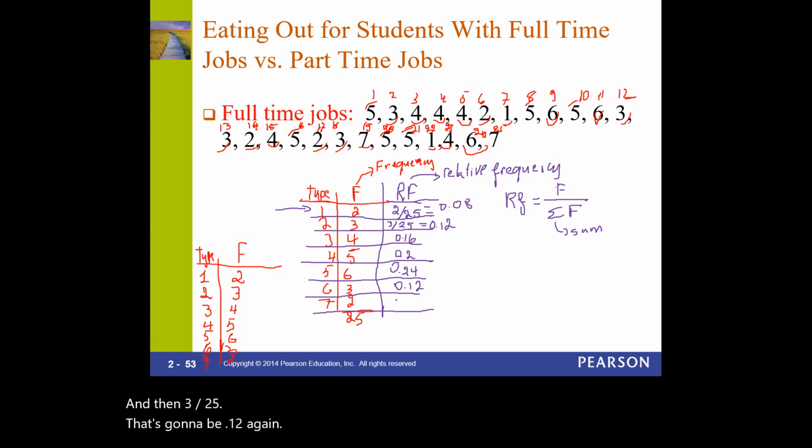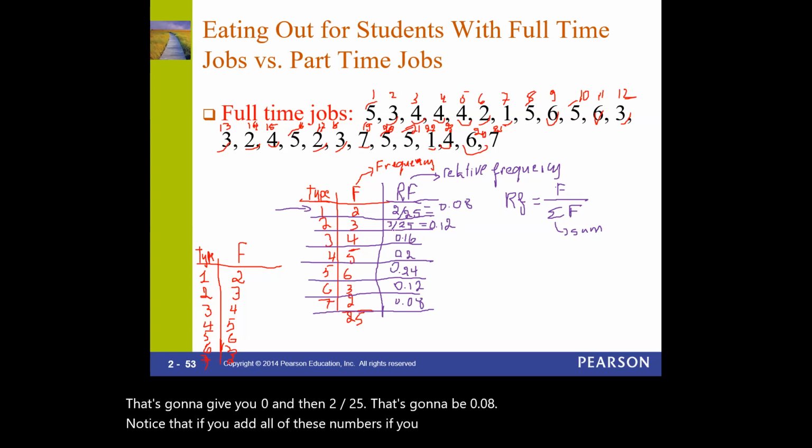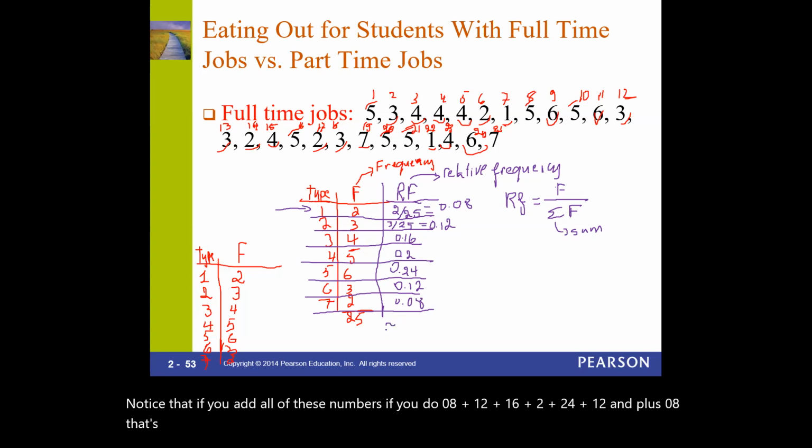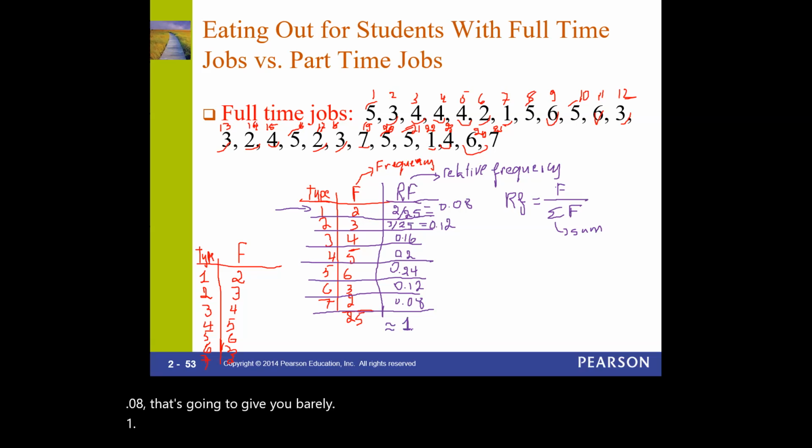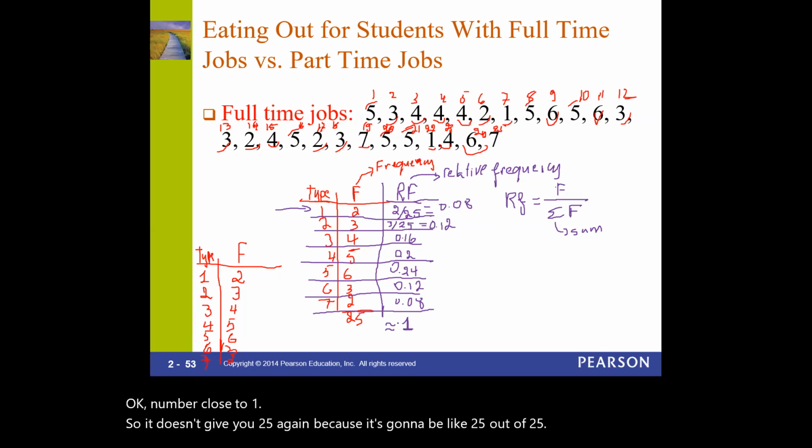That's going to give you 0. And then 2 divided by 25, that's going to be 0.08. Notice that if you add all of these numbers, 0.08 plus 0.12 plus 0.16 plus 0.2 plus 0.24 plus 0.12 plus 0.08, that's going to give you barely 1, a number close to 1. It doesn't give you 25 again because it's 25 out of 25. That's why it gives you 1.